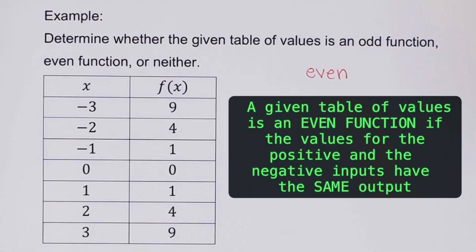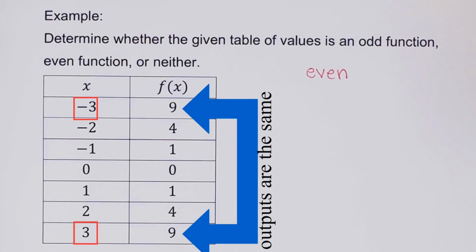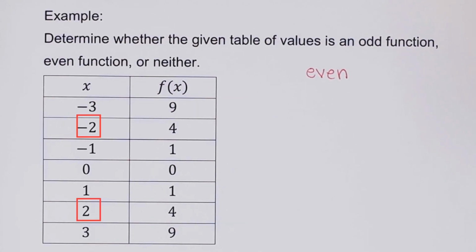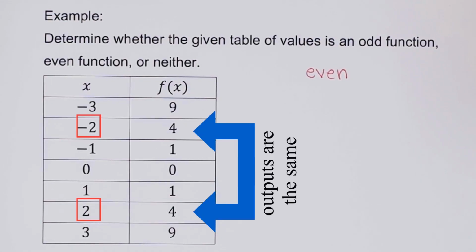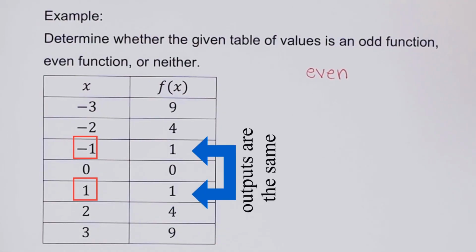We remember that a given table of values is an even function if the values for the positive and the negative inputs have the same output. Now look at the table very carefully. If we take the positive 3 and the negative 3, their outputs are the same, which is 9. Now if we take negative 2 and positive 2, their outputs are the same, which is 4. Further, if we have a negative 1 and a positive 1, their values are also the same, which is 1. So that is one way to determine if a given table of values is an even function.